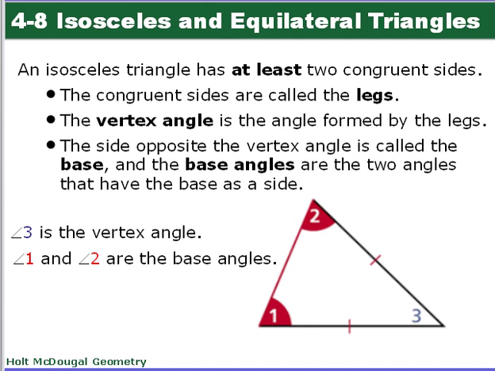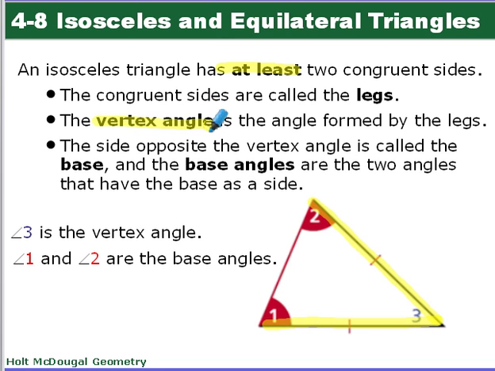We're going to start with some vocabulary. So remember, an isosceles triangle has at least two congruent sides. So an equilateral triangle is isosceles as well, because it has at least two congruent sides. The congruent sides of an isosceles triangle are called legs. So here are the two congruent sides, so those would be the legs of that triangle.